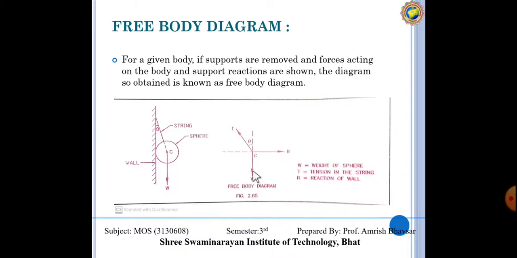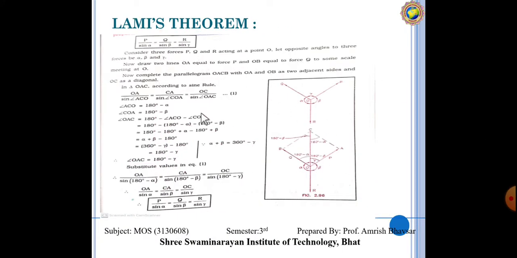Now here we have the weight of this sphere, but two unknown reactions are there, and those two reactions must be found out by us with the help of Lami's theorem. Whenever any body is in a rest position, it must be with the help of some support, and we are going to find out that reaction of support. That's our duty. So what is Lami's theorem?